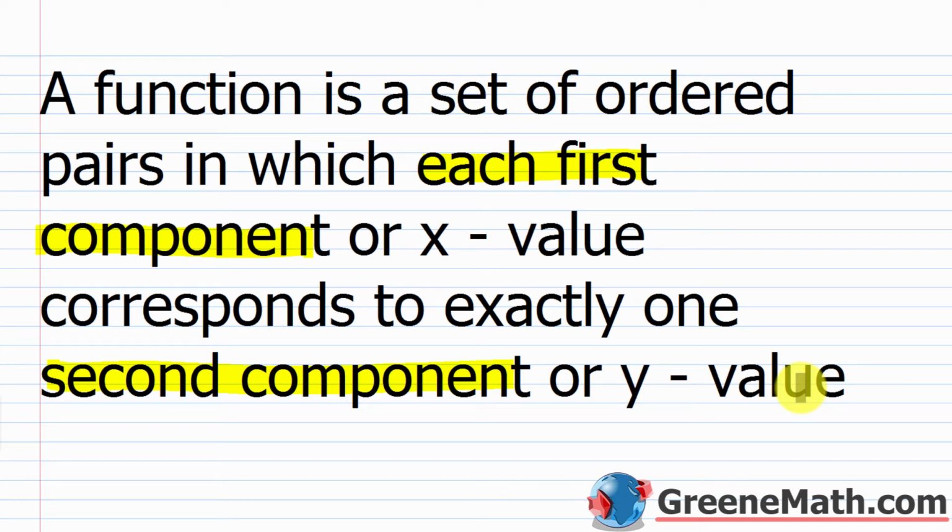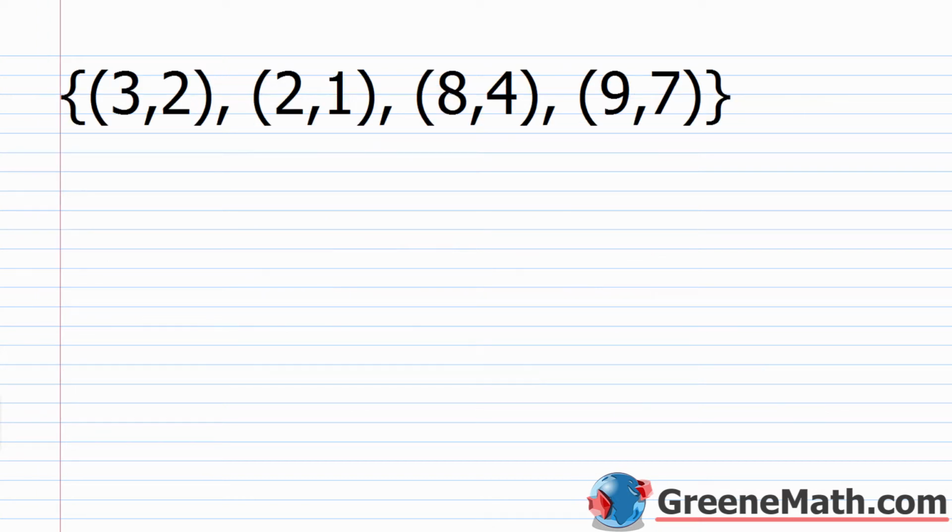Now, in order to understand that, let's take a look at this relation here. In this relation, we have the ordered pairs (3, 2), (2, 1), (8, 4), and (9, 7). So in other words, this is going to be a function. And not every relation is a function, but all functions are relations. You're going to hear that in your lecture from your teacher, or maybe your tutor will say it, or maybe you just hear me say it. But again, all functions are relations, but not all relations are functions.